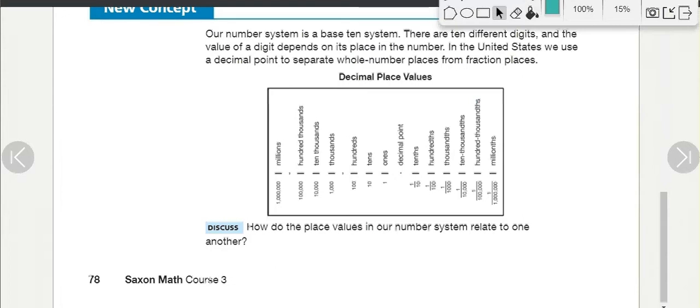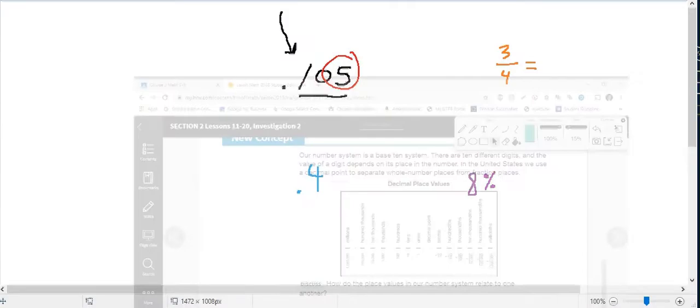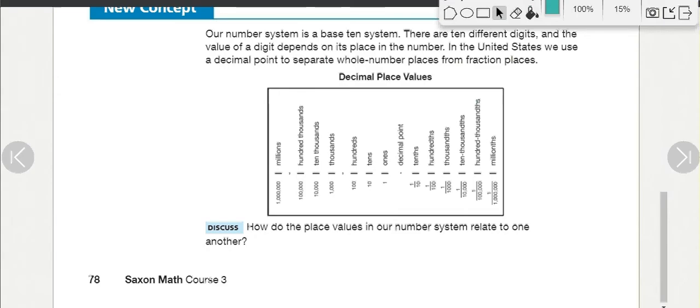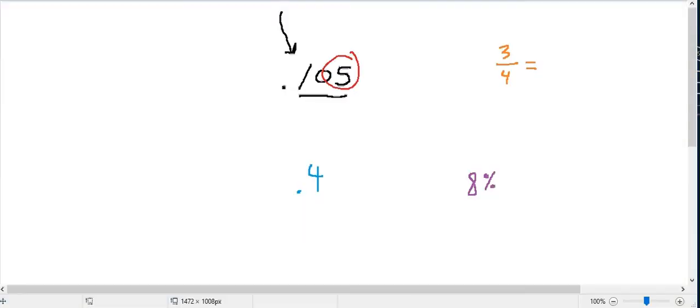You can use page 78, bookmark it if you like, for the decimal place values, names, and which place value is my 5 in. 3 to the right of the decimal point looks like thousandths. Remember to get that sound at the end. The thousandth. So how do I say it? 105 thousandths.